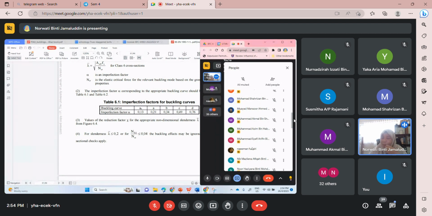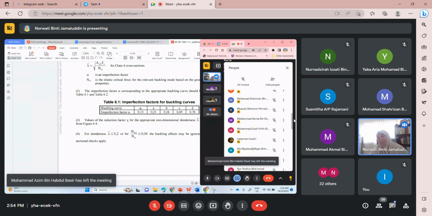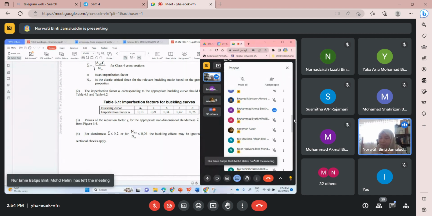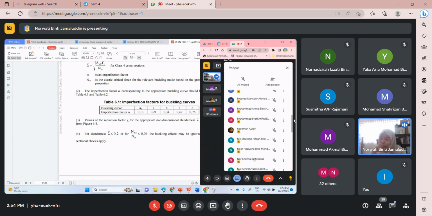Azim. Muhammad Azim. Akmal, find Akmal. Table 3.1, it's in EN 1993-1-1. This must be memorised. Everything must be memorised. Where is fy? Which table is section classification? That's table 2. We always repeat. To determine fy and to determine section classification, you need to be familiar with the table numbers.